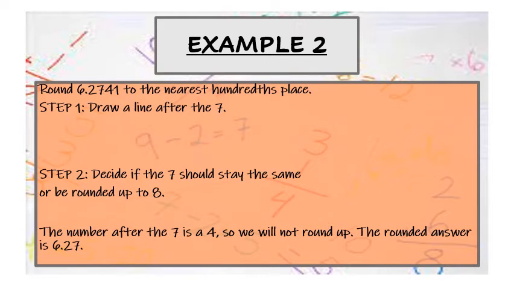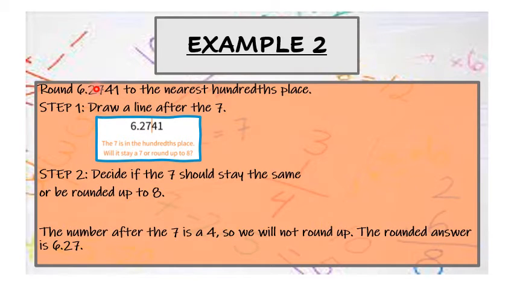So here's an example of what it looks like when we round to the hundredths place. The number we're rounding in this example is 6.2741. Here's an image showing what we do. We draw a vertical line directly after the number in the hundredths place. So right here between the 7 and the 4 is our vertical line. 7 is the number we're looking at to see if we're going to round it or not. And the 4 on the right will tell us which way to go. Do we round up or not round? Well, 4 is less than 5, which means we will not be rounding.